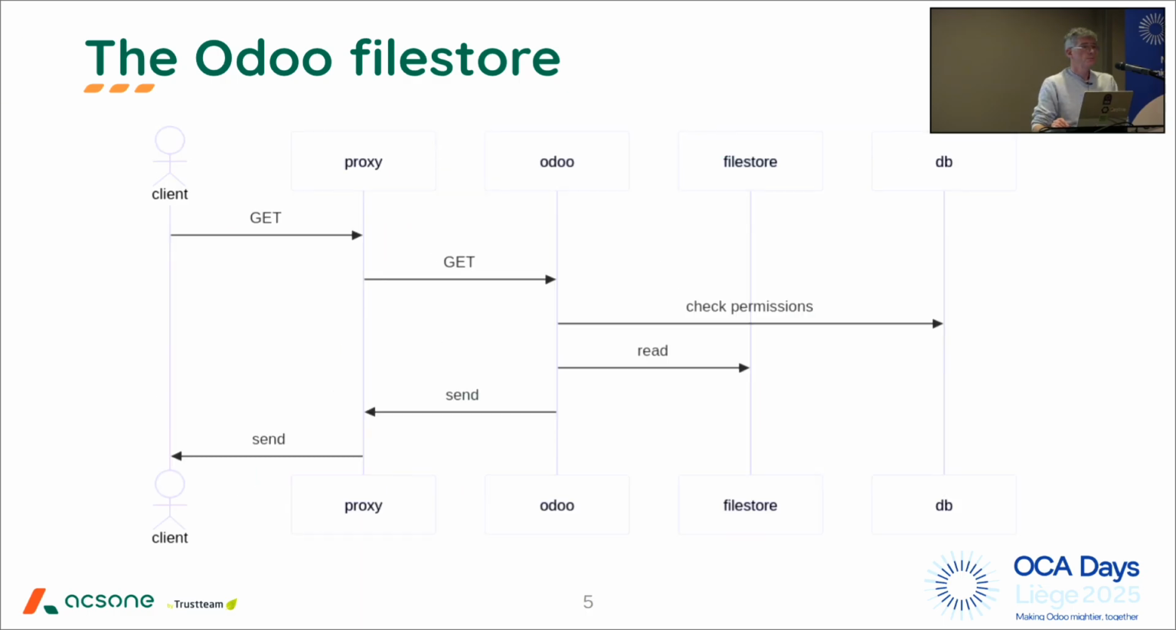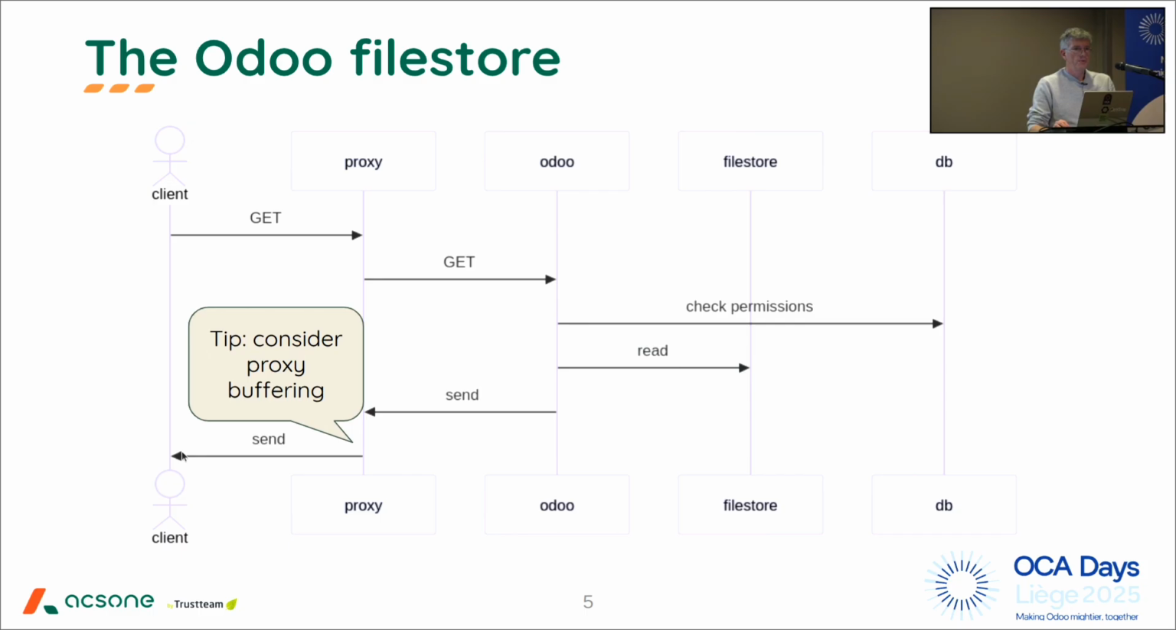And you will see some sequence diagrams. So the idea is that when a client, a browser, requests an attachment, it typically goes to the proxy that is in front of your Odoo deployment. The proxy forwards the request to Odoo, which first checks if the user has permissions to access the file, and if yes, it reads the content and sends the content back to the proxy, which in turn sends it back to the user.